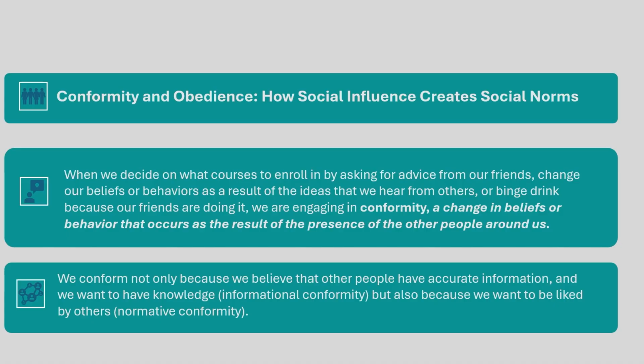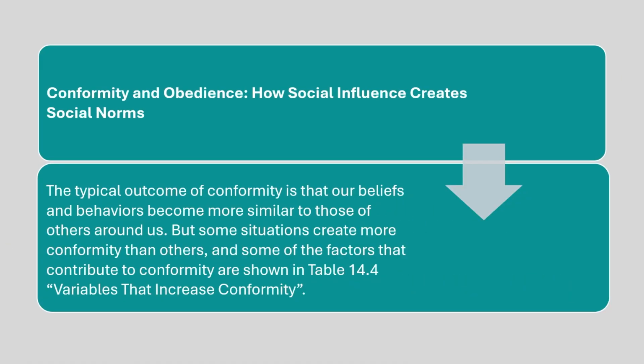We conform not only because we believe that other people have accurate information and we want to have knowledge, informational conformity, but also because we want to be liked by others, normative conformity. So the typical outcome of conformity is that our beliefs and behaviors become more similar to those around us.